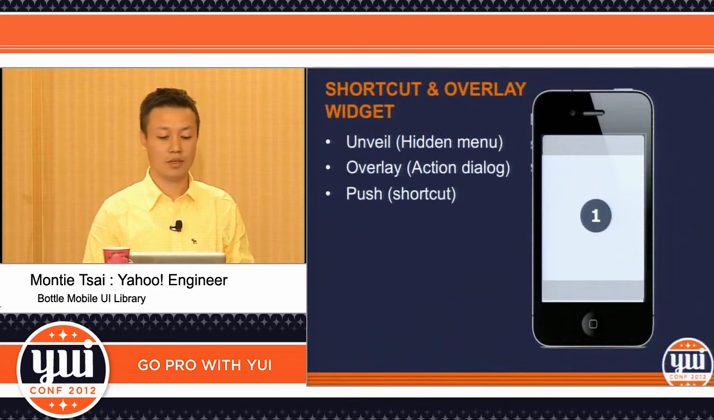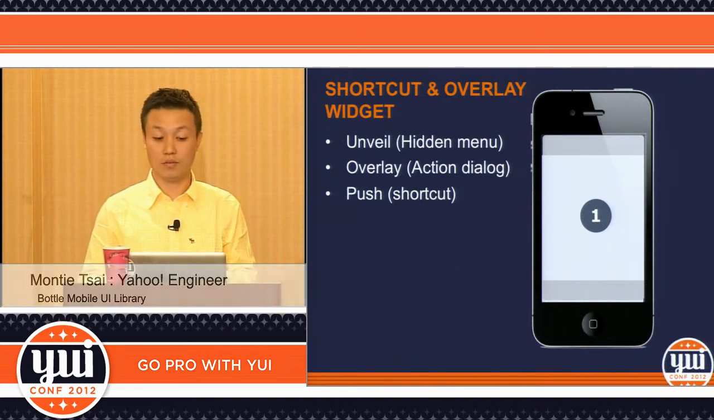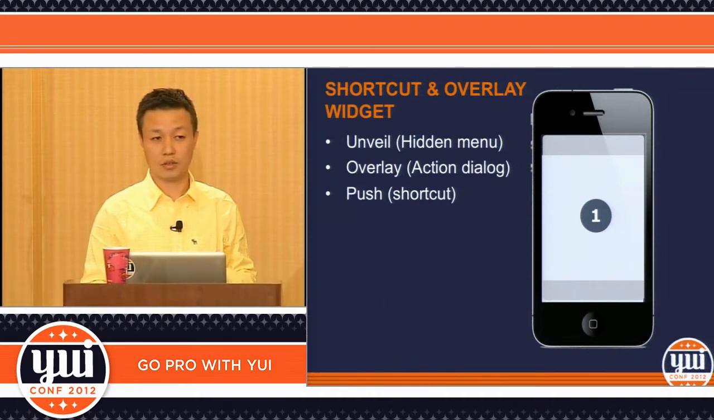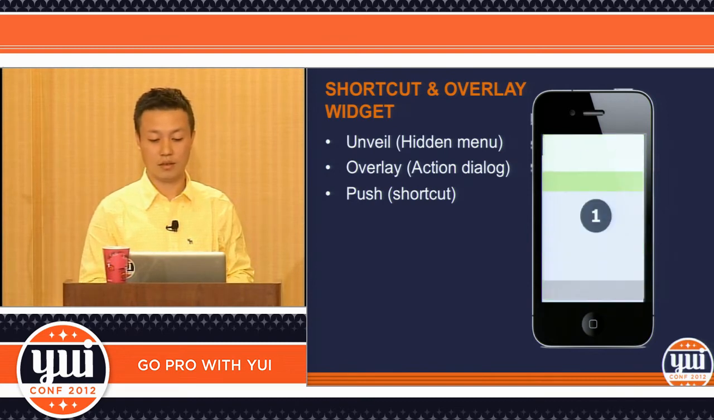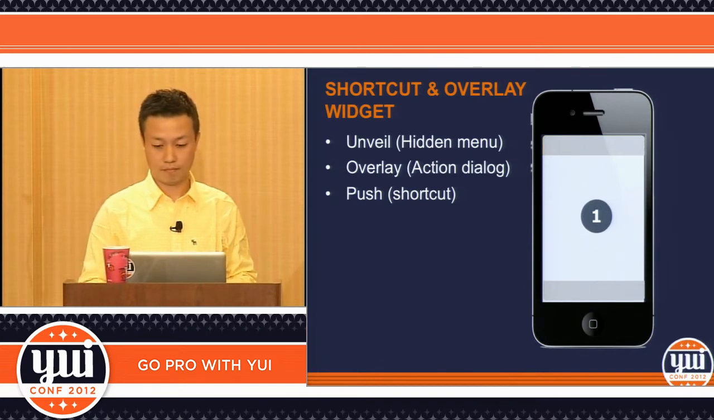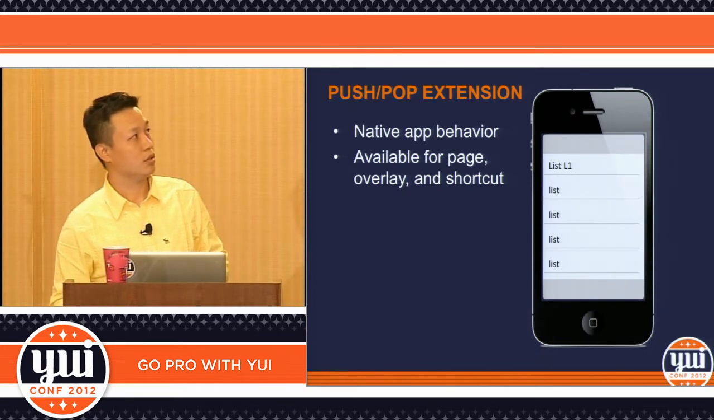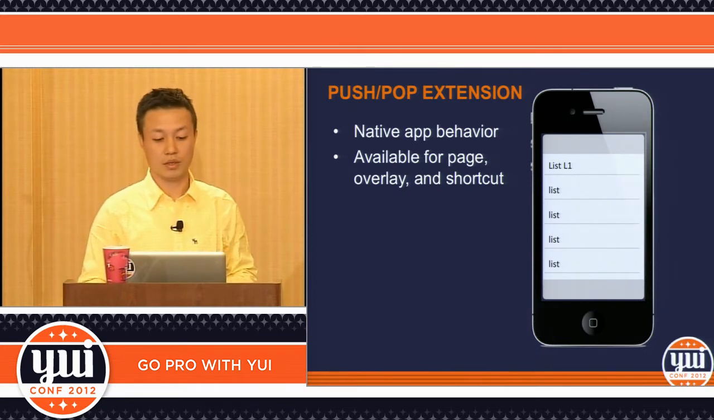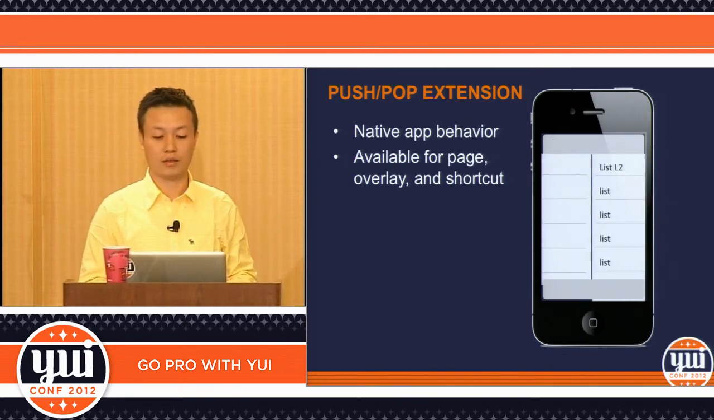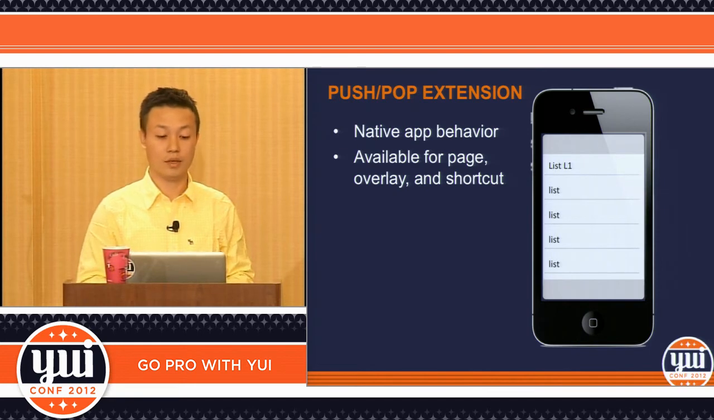Okay, the second one is the shortcut and overlay widget. We can do some animation to display the shortcut. For example, this one is unveil, and also overlay, and you can push in some hidden content. Okay, we also provide the push pop extension. It's just like native app behavior. And you can also go back, which is to pop the view. Available for page, overlay, and shortcut.